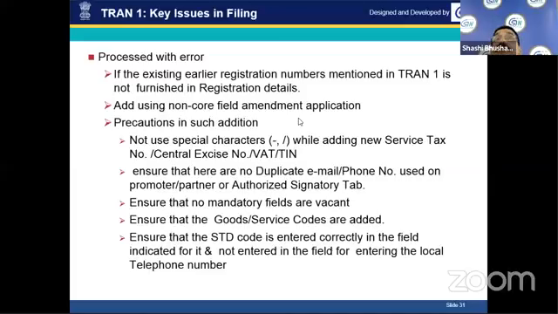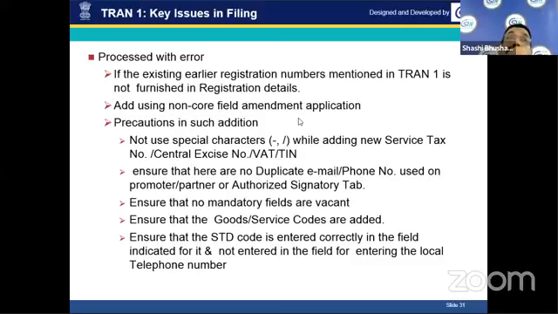One question: people are saying that TRAN 1 is processed with error. I have already told you that you should check the registration numbers and whether they are included in your registration details. Most of the processed with error TRAN 1 cases are because of non-inclusion of registration details of earlier laws in your registration details. Remember that if a line is processed with error, you are not going to get credit for it. It is not a part of your TRAN 1. So you should ensure that all your declarations are successful, not processed with error, before you submit TRAN 1.